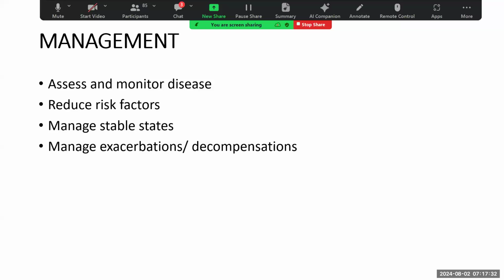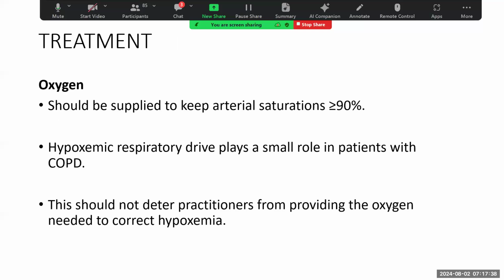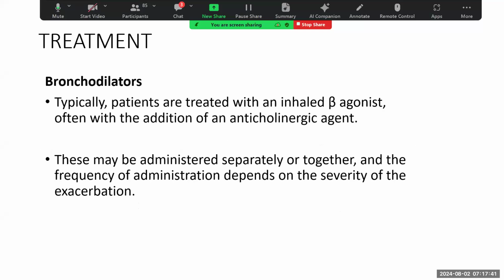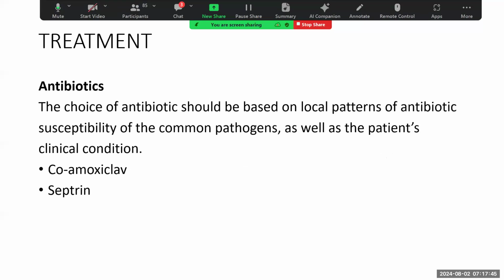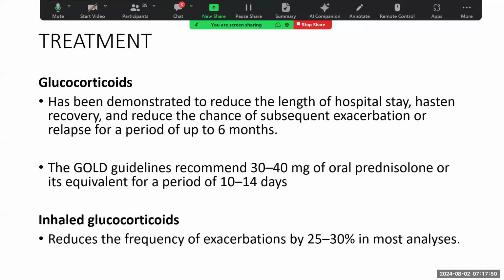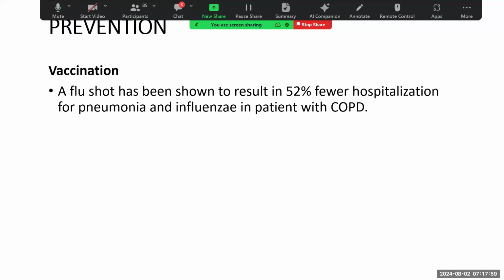Okay, so in the management of the patient, you want to assess, reduce risk factors, and manage stable states. And then, so I've mentioned oxygen therapy in the patient, and then in treatment of COPD, you want to give bronchodilators, like I mentioned earlier, and then antibiotics may also be indicated, like the use of amoxiclav and septrin. And then glucocorticoids have also been found to be useful in improving hospital stay in patients with COPD. Vaccination could also be useful in the treatment of patients with COPD.